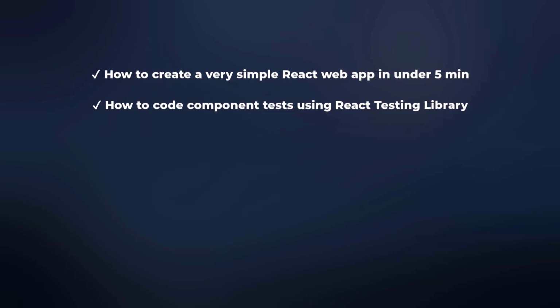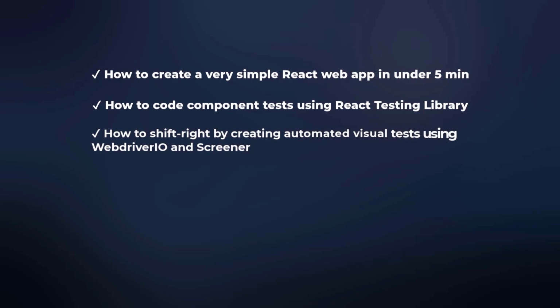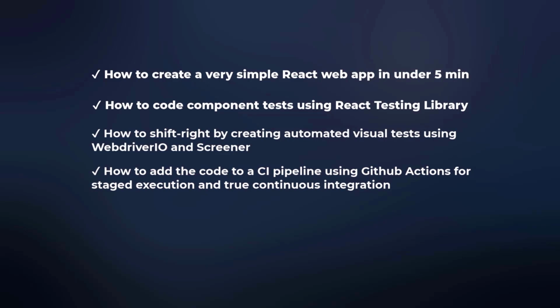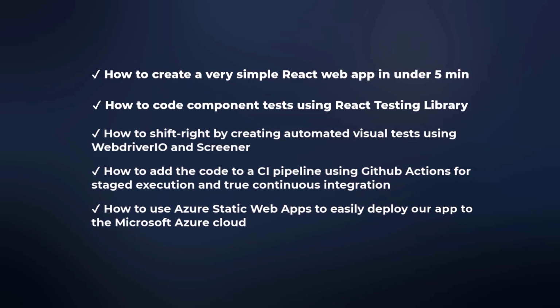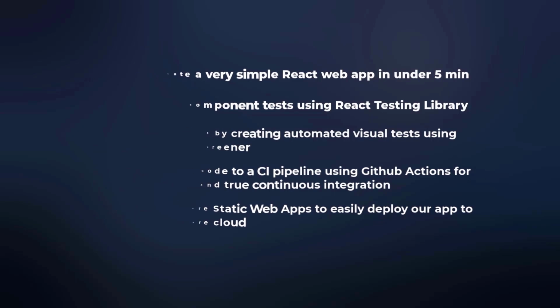So just to summarize, in this tutorial, we created a very simple React web application using Create React App. We then created component tests using React Testing Library. Afterwards, we shifted right by creating automated visual tests using Screener and WebDriver IO. We added the code to a CI pipeline using GitHub Actions. And then finally, we used Azure Static Web Apps to easily release all of that code into the Microsoft Azure Cloud so that our application lives in the production environment and we can test it there.